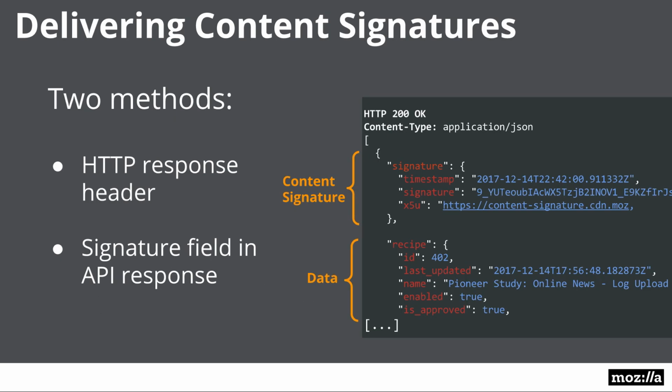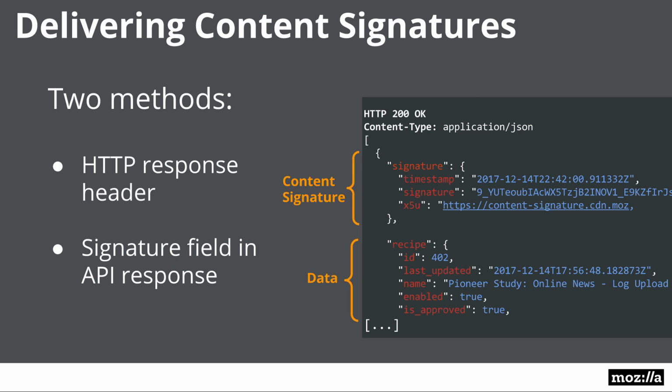There are two ways we can deliver content signatures to Firefox users. The first one is in an HTTP response header. So imagine you have an API response that is the body of your HTTP response. And we sign the body of that entire response, and we put the signature inside of the headers. And if Firefox retrieves the HTTP response and sees a content signature header, it will verify the body with the signature that's in the header.